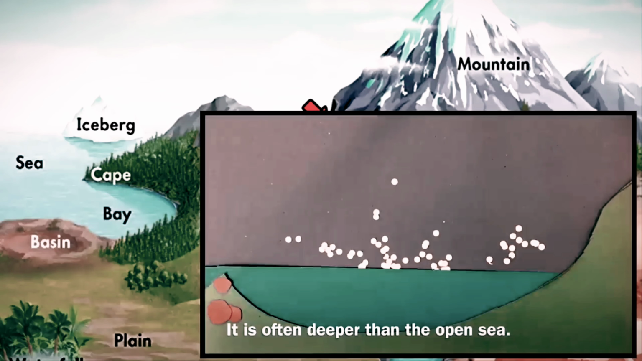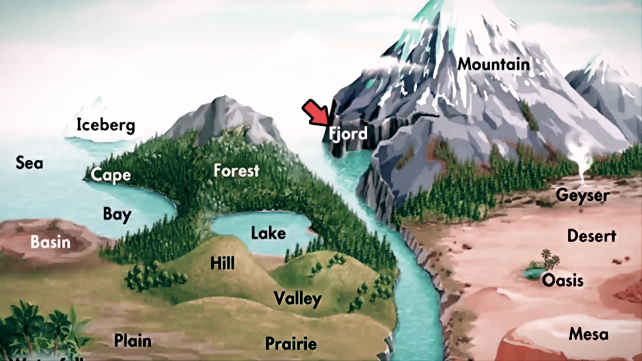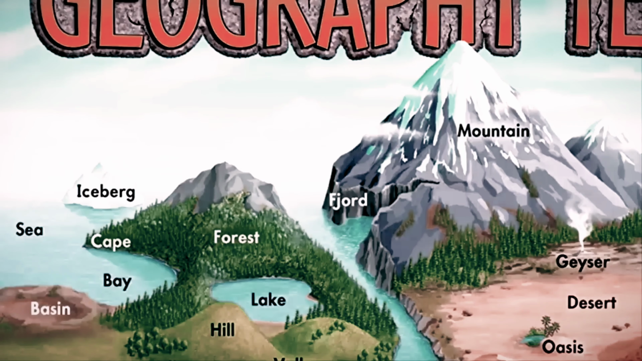As a result, water fills up and forms a deep inlet of the sea. Fjords are found mainly in Norway, Chile, New Zealand, Canada, Greenland, and the state of Alaska in the US. Fjords are home to several types of fish, plankton, and coral reefs.